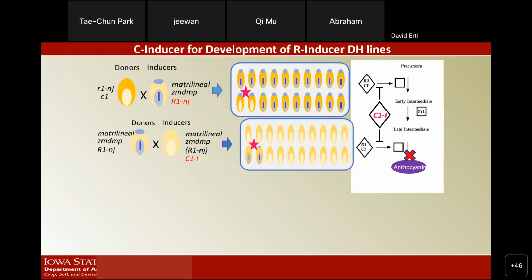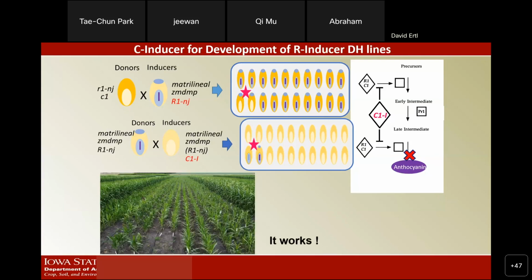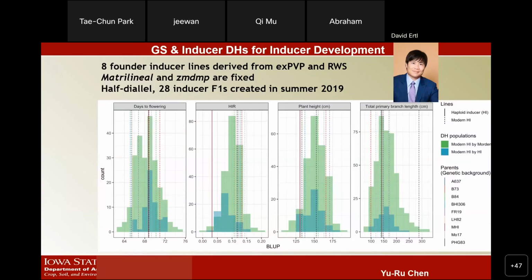And we capitalized on this fact by developing an inducer that now carries C1i instead of R and J, so that we could use an inducer to extract and identify haploids in our inducer breeding population, which has the coloration, and we would just invert the color selection scheme by looking for kernels that now have a colored embryo, whereas the heterozygotes would have no coloration. And this worked. Uru has been able to develop about 400 inducer DH lines, which he then characterized.